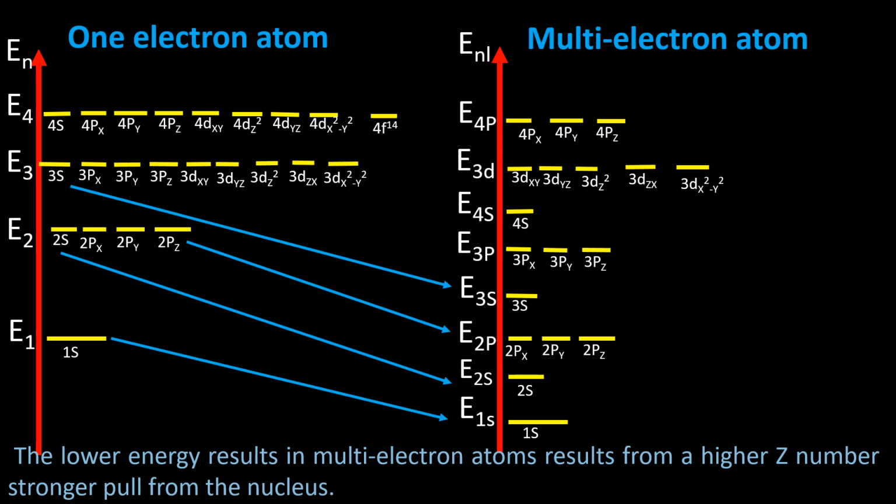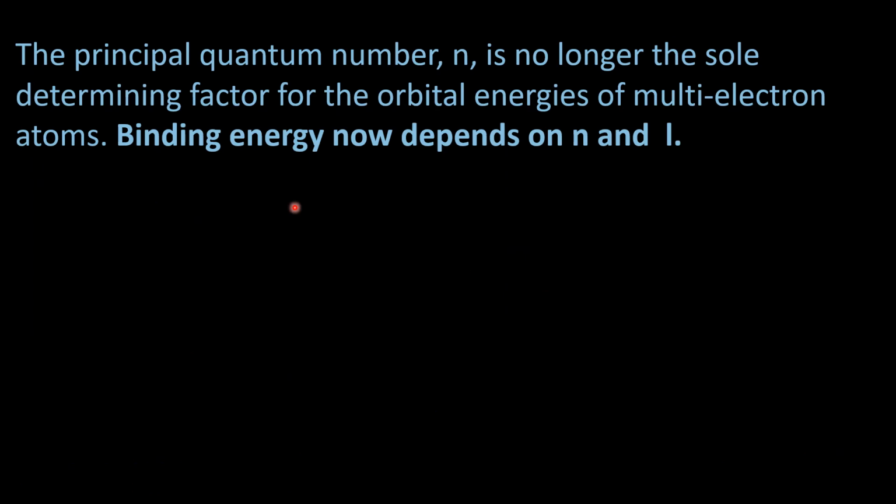The next point is that the principal quantum number n is no longer the sole determining factor for the orbital energies of multi-electron atoms. The binding energy now depends on the values of n and l. So it's not only dependent on the principal quantum number, it now also depends on the orbital quantum number l as well.